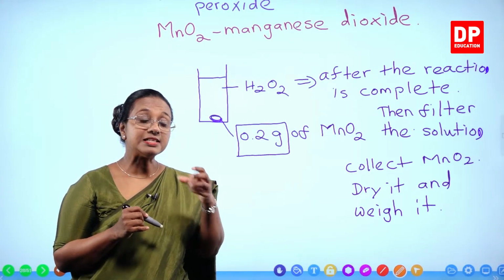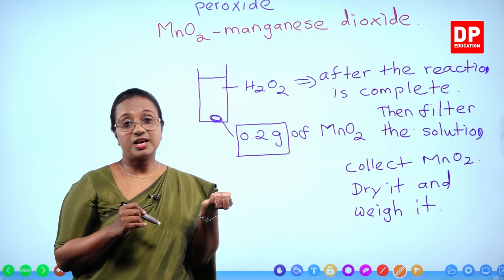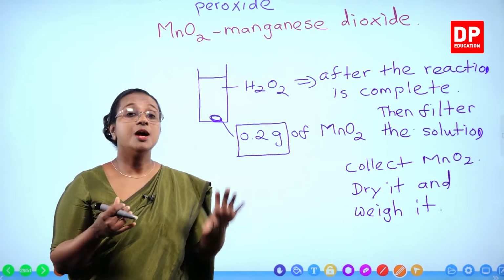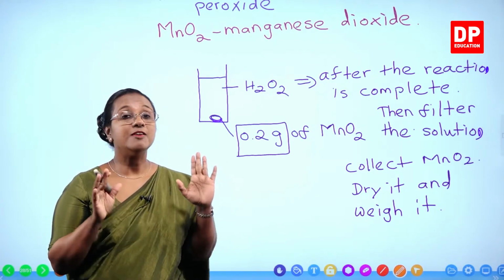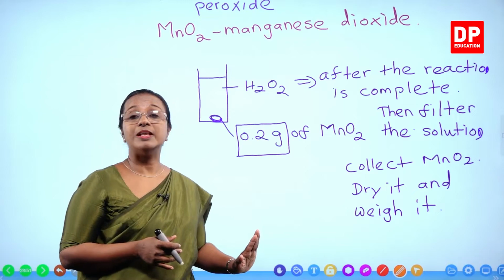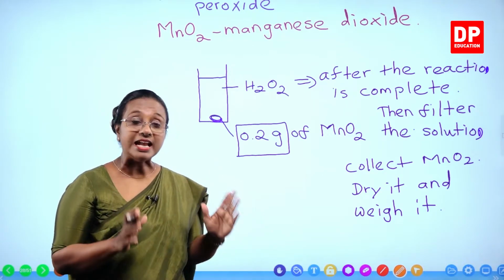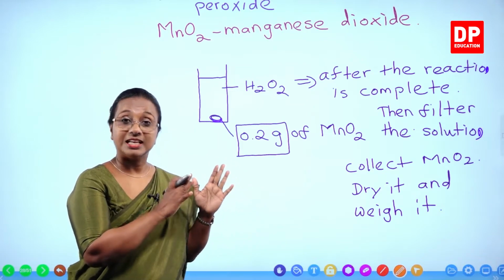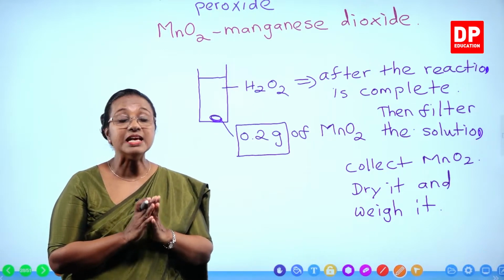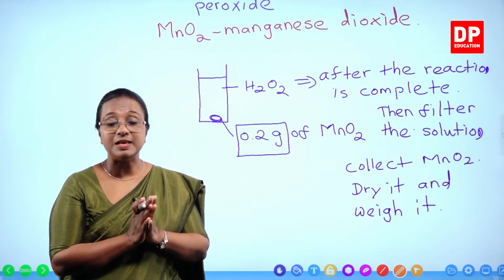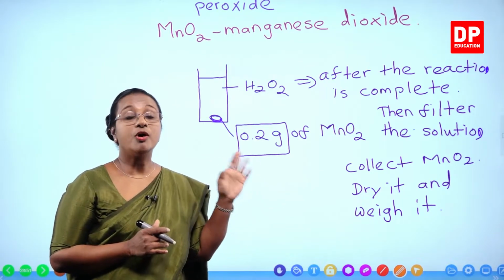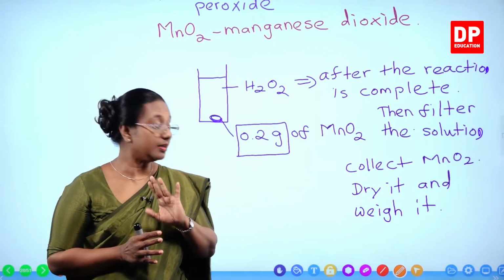Maybe if you took it as a large cube of manganese dioxide, it would have become powdery. The nature would have changed, but the mass of manganese dioxide will remain the same. If you took 0.2 grams, at the end also you will have 0.2 grams. So that means the manganese dioxide, the catalyst that you took before, is still there. So it has not been chemically consumed. That is the meaning of that. It is not chemically consumed during the reaction.